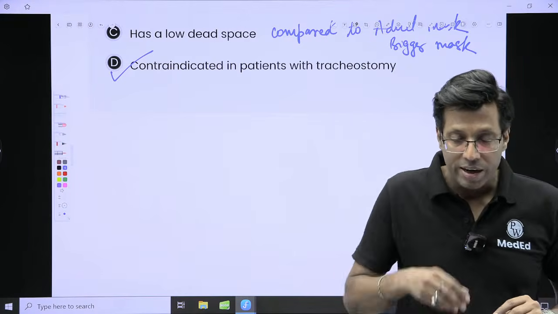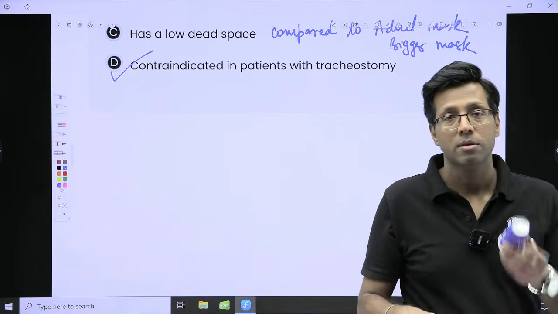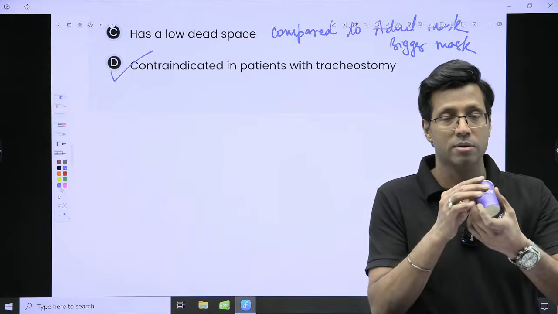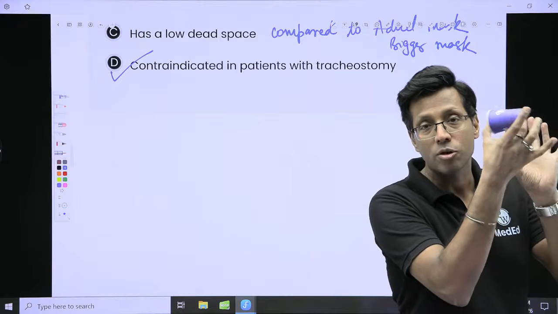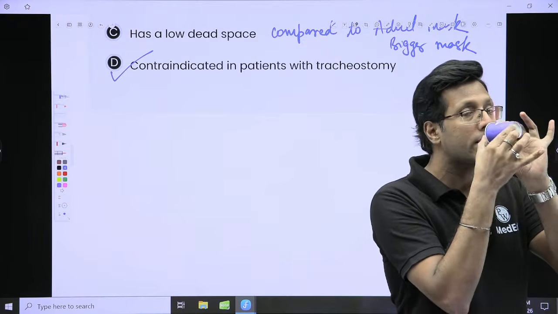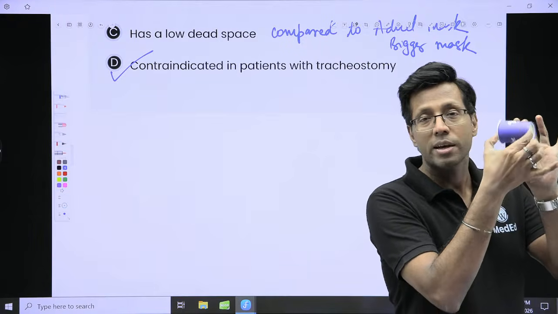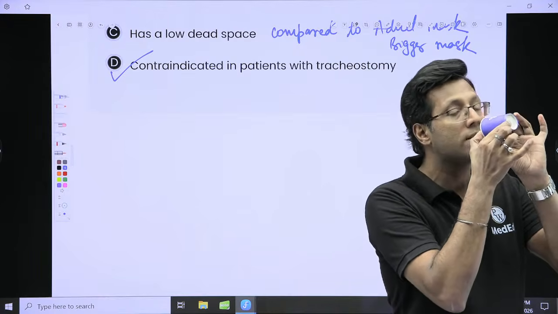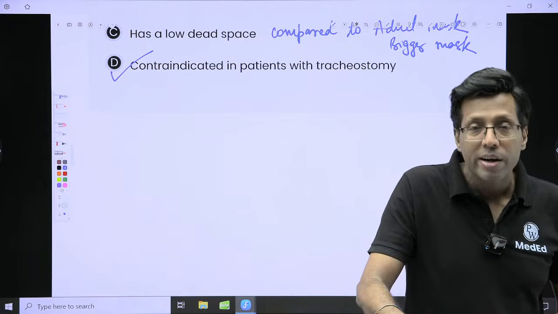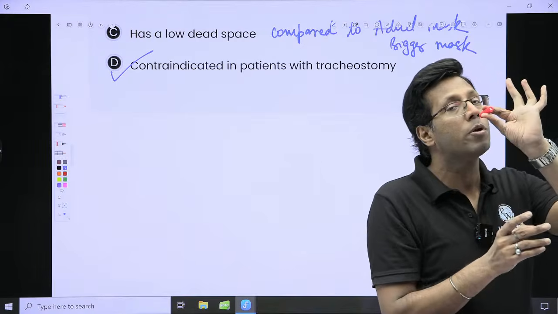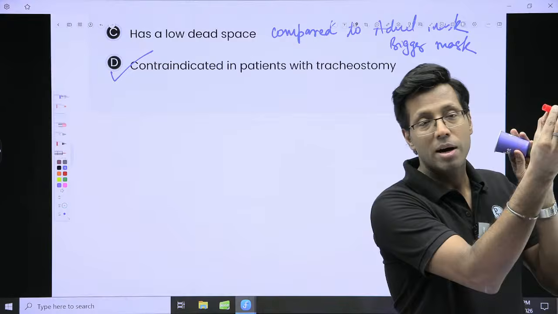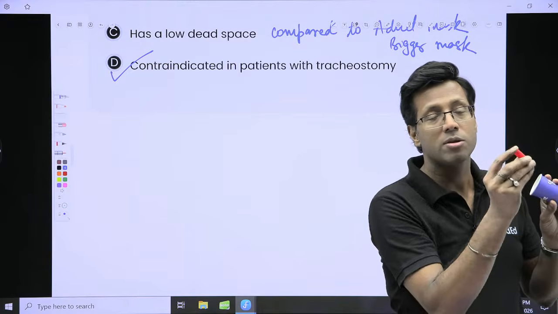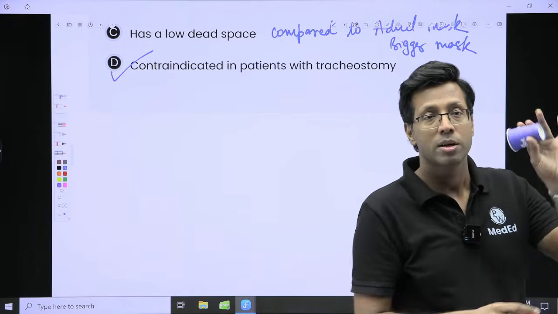So if I take a mask like this and put it on my face, can you see this? It contains oxygen, so this is going to increase my dead space. This area is not taking part in gas exchange. On the other hand, if I take a small mask and keep it on the face, compared to the bigger mask, the smaller mask has less dead space because it contains less oxygen. Is this clear, everyone?